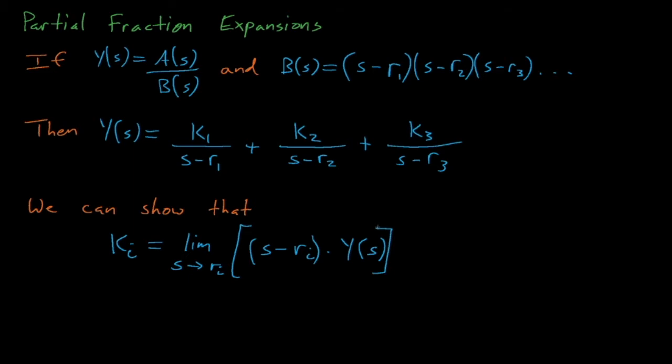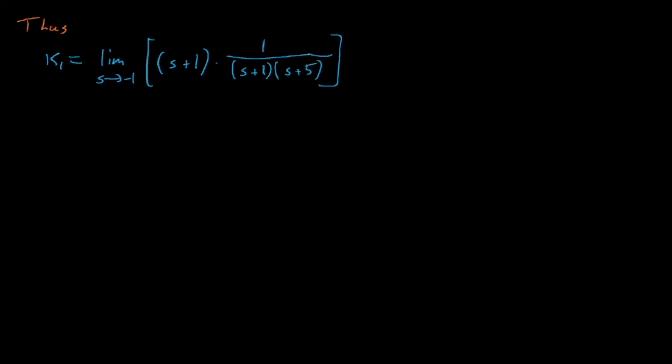The s minus ri term becomes 0 as s approaches ri, and multiplying y of s by s minus ri causes all the fraction pieces to become 0 once this limit is taken, except for the fraction containing the ki term. So for our problem, we can find k1 by taking the limit as s approaches negative 1 of s plus 1 times 1 over s plus 1 times s plus 5. We see that the s plus 1 terms cancel, and when we evaluate the expression as s approaches minus 1, we see that it's equal to 1/4.